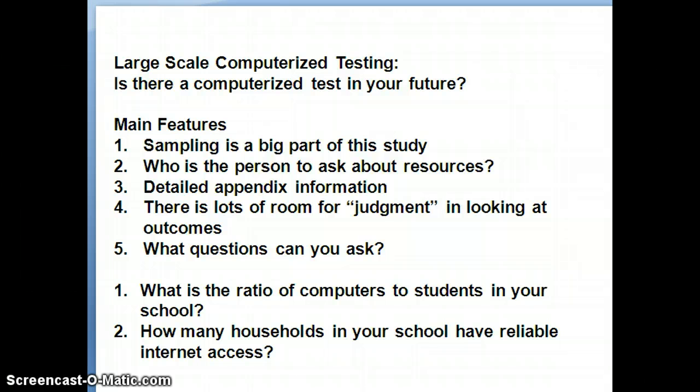And secondly, in your school district, how many households in your school area have reliable internet access? In my studies, I found major league differences in terms of the financial assets of the parents in the community about the idea of number one, having a computer in the school and the home, but more importantly, having reliable internet access in the home. So that would be something to talk about. Again, this is a tool to help you with assignment number one.